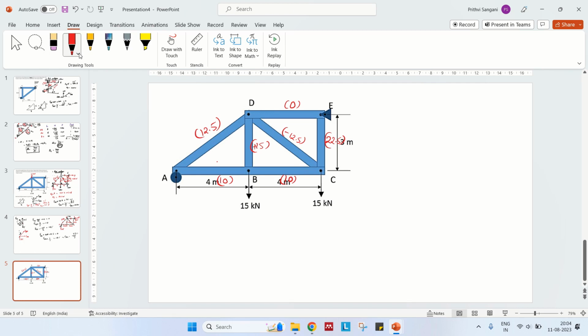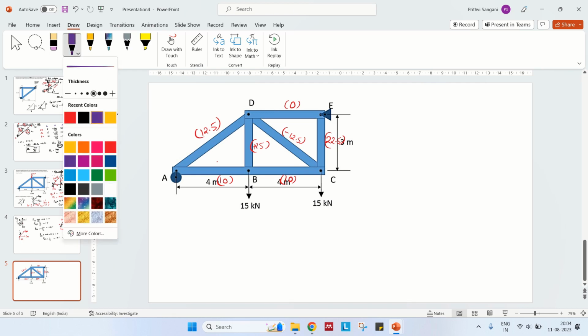What about the virtual forces? What about the internal forces due to the unit load at D? Right, which color?